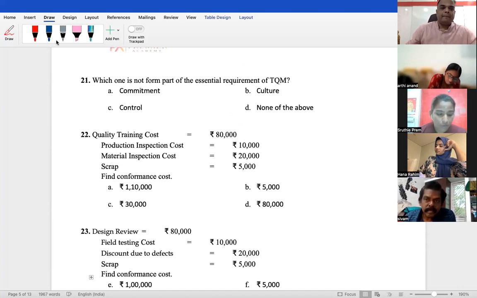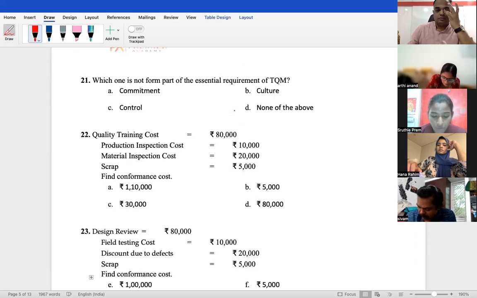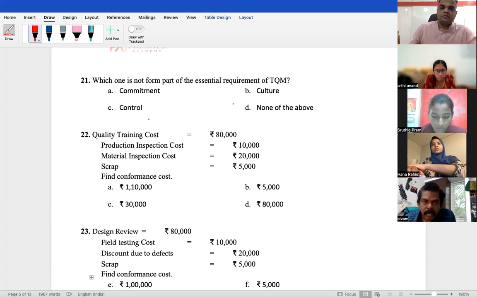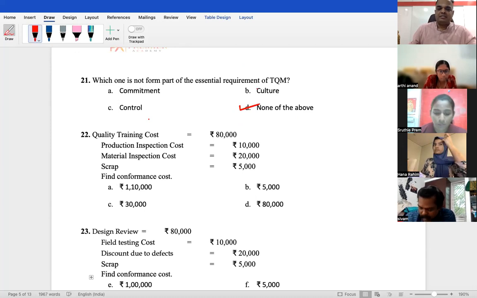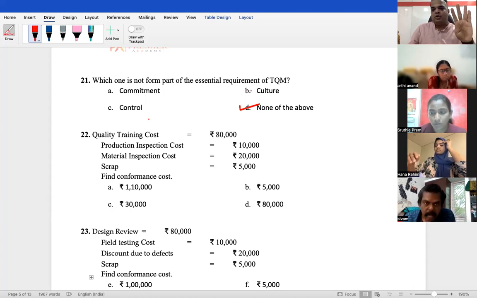Which one will not form part of the essential requirements of TQM? Option A, commitment, B, culture, C, control, D, none of the above. D. Everything is part of the essential requirements. Am I right? Yes, sir. How many C's? Commitment, culture, control, continuous improvement, customer cooperation, customer focus.